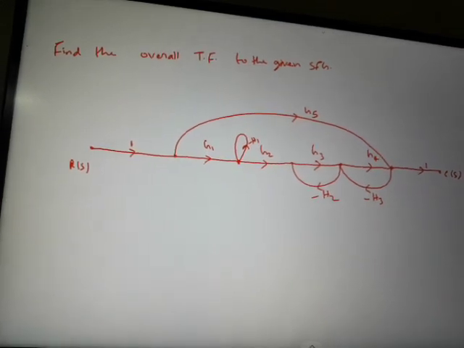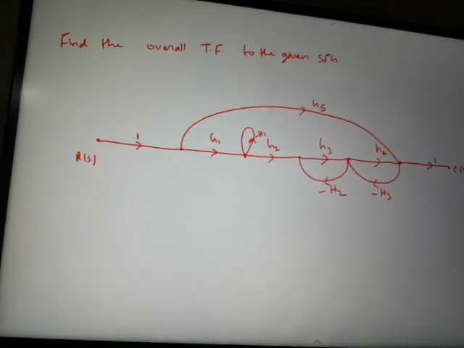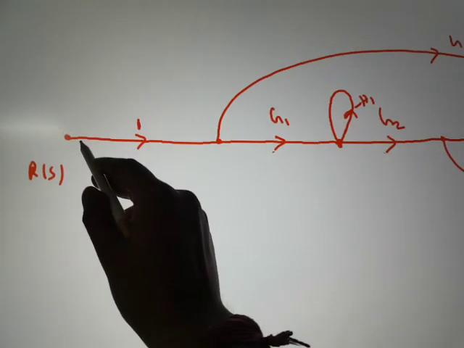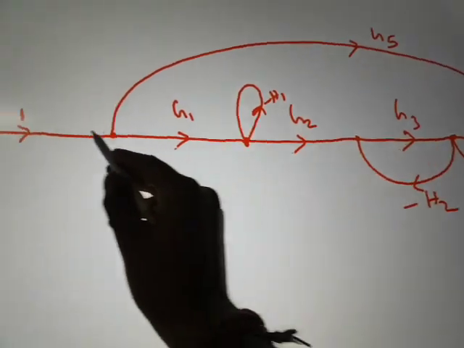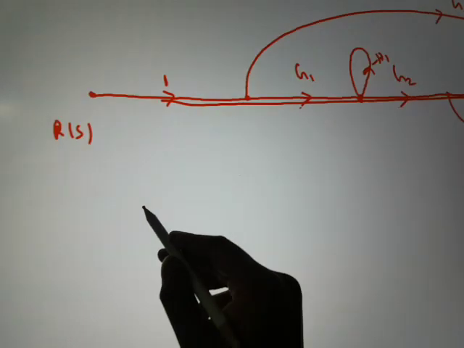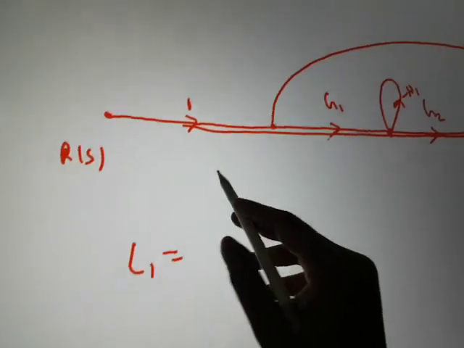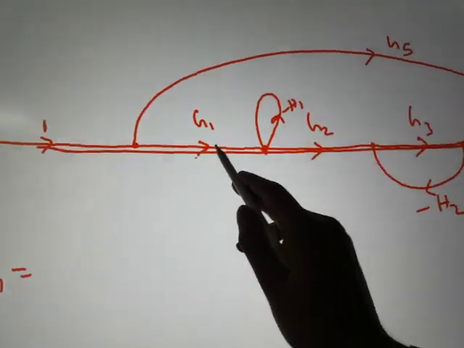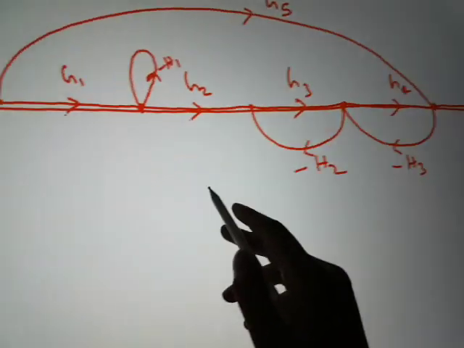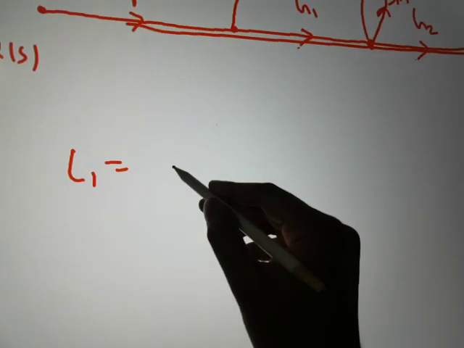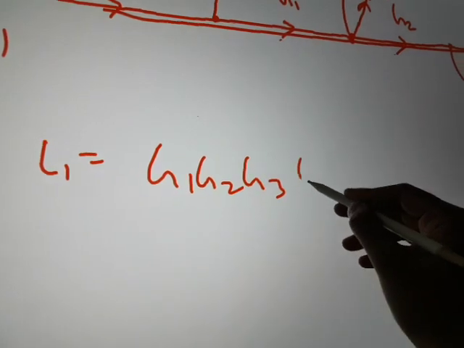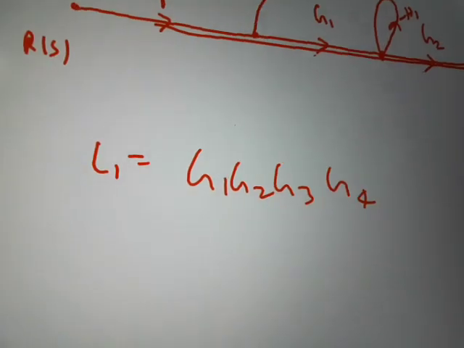Okay, two non-touching loops and their loop gain. For this example we have one forward path, this one. So what is the gain here? 1 into G1 into G2 into G3 into G4 into 1. So the forward path gain is G1 G2 G3 G4. This is one forward path.